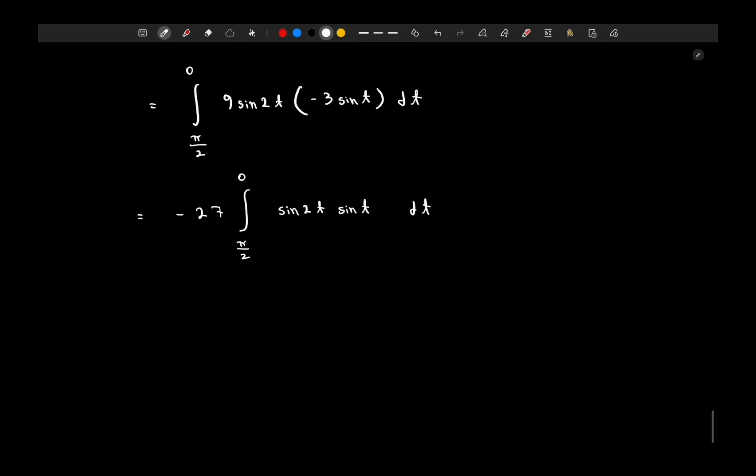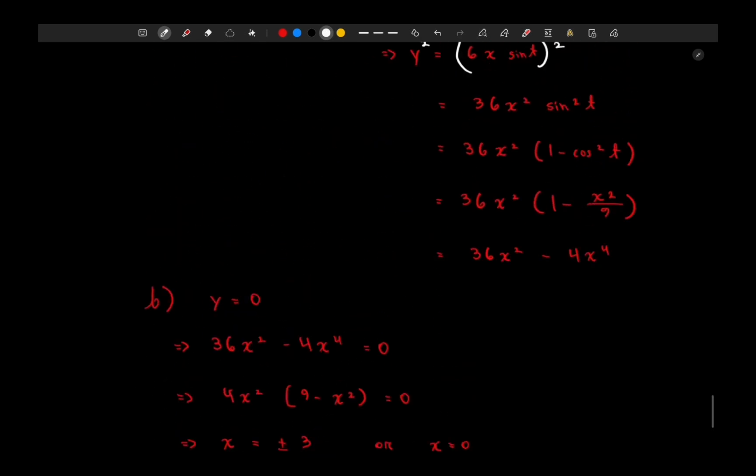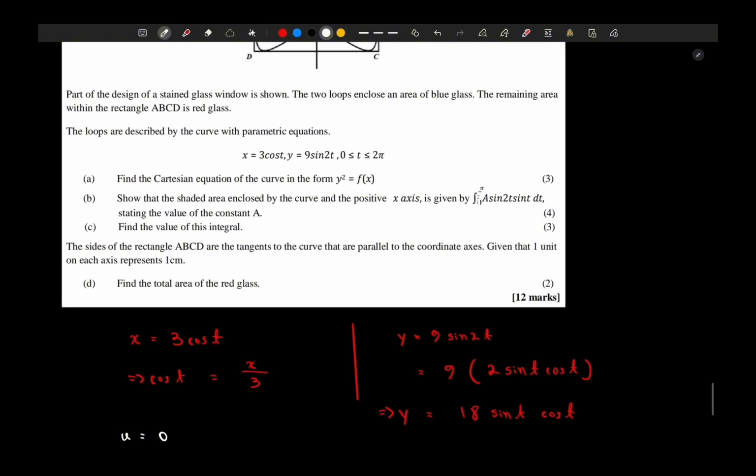Okay, so now this gives us a negative value. We can also write this integral as 27 integrate 0 to pi over 2. If we flip the limits, the answer becomes negative. So minus 1 times minus 1 is positive 1. So sine 2t times sine of t dt. So we can say that the value of a is equal to 27. So a is equal to 27.